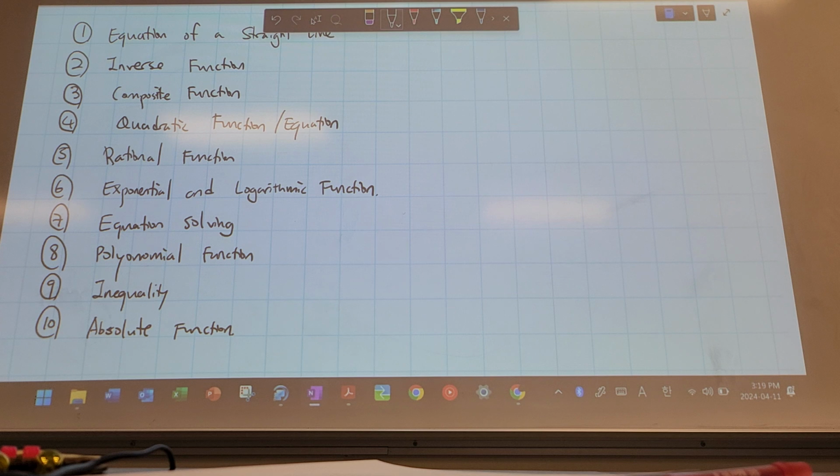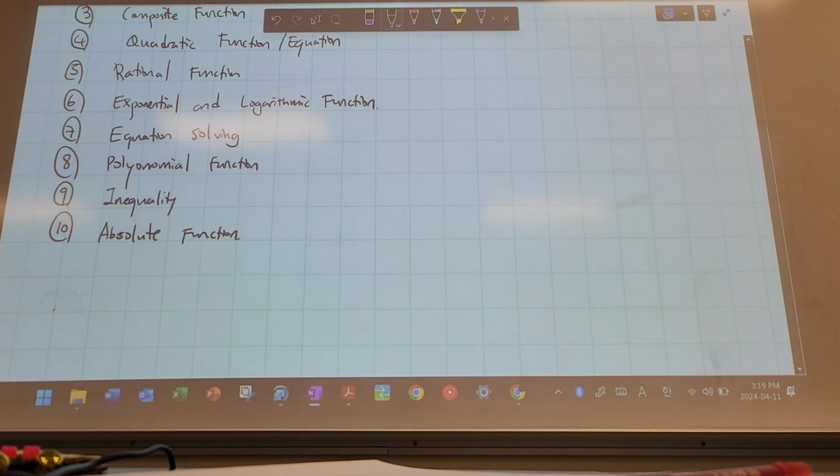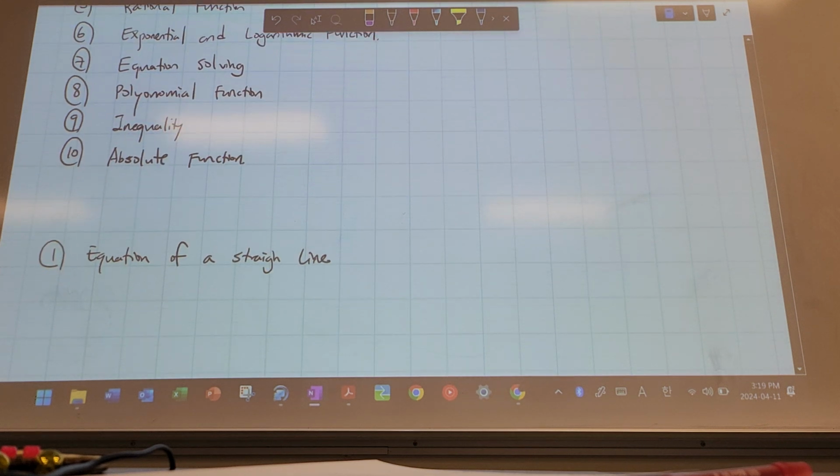Right. So let's start with the equation of a straight line. Well, we all know the equation of a straight line. I'm not going to write down too much, but for the equation of a straight line, we just don't forget the fact that we have 3 different versions of it. So we have the gradient-intercept form, which is the y equals mx plus c style. And also the point-gradient form.